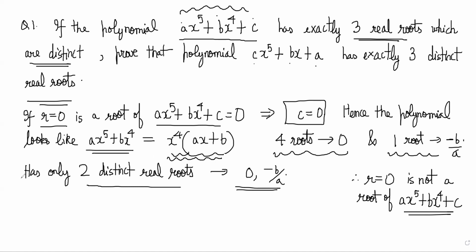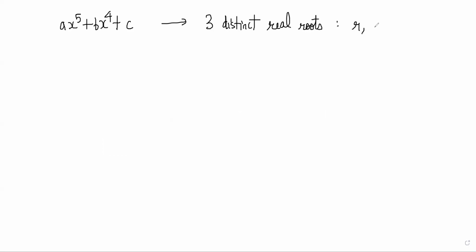So now we will go ahead and say that this polynomial, ax power 5 plus bx power 4 plus c, has three distinct real roots r, s, and t, right? Now think about it. These are the distinct real roots. So the other two roots must be imaginary.